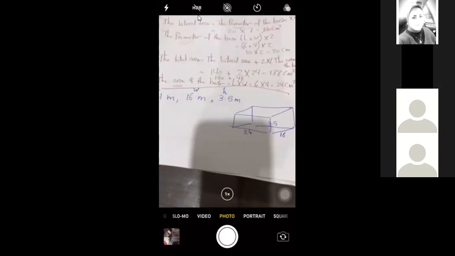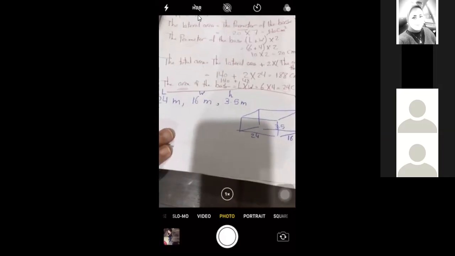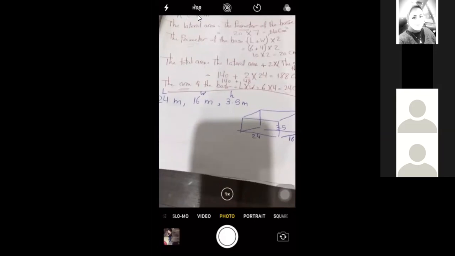Anyone can help me to get the lateral area? You have length, width, and height. We put the rules and get the lateral area. Who said me? Farida. Okay, Farida.